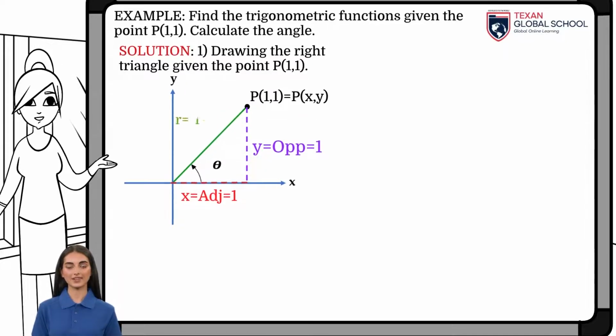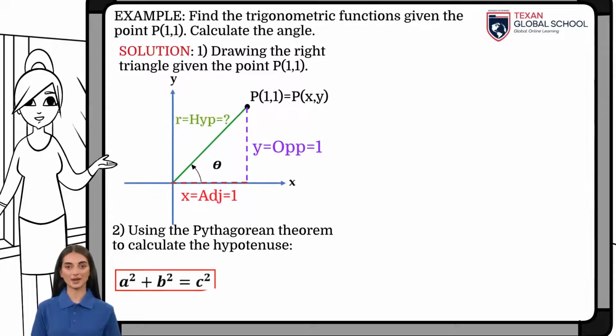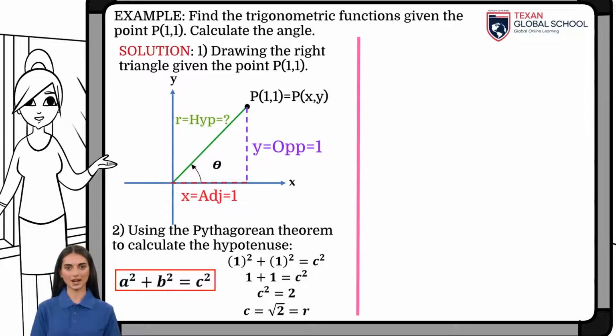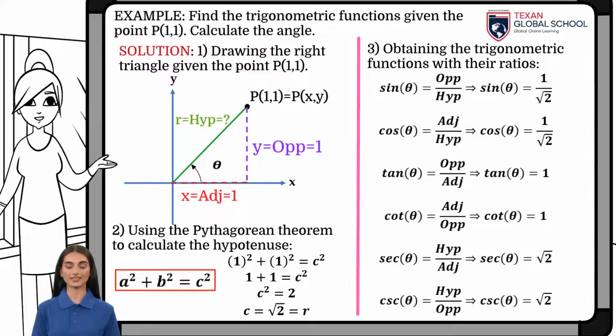Using the Pythagorean Theorem, we can calculate the value of the hypotenuse r. By substituting and isolating c, we see that the hypotenuse is equal to the square root of 2. Then we obtain the trigonometric functions with their ratios. Sine is 1 over the square root of 2. Cosine is 1 over the square root of 2.